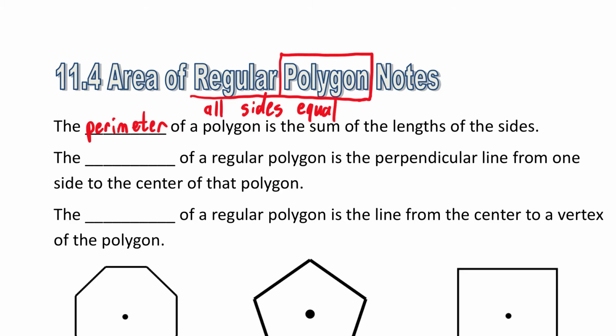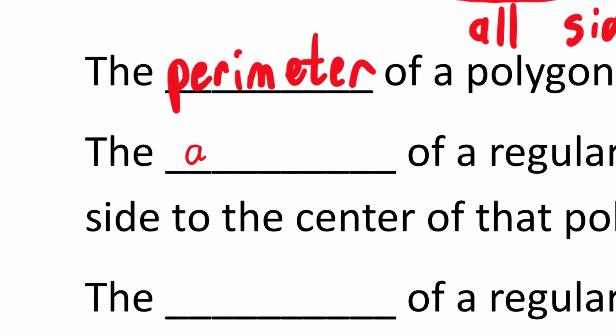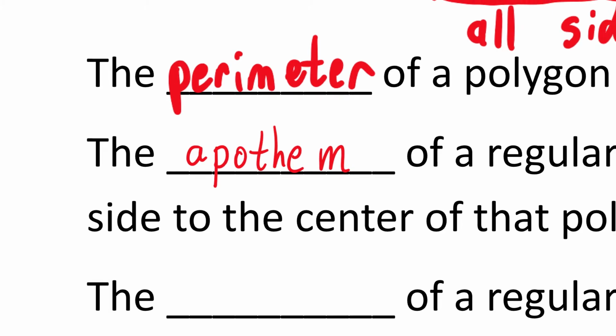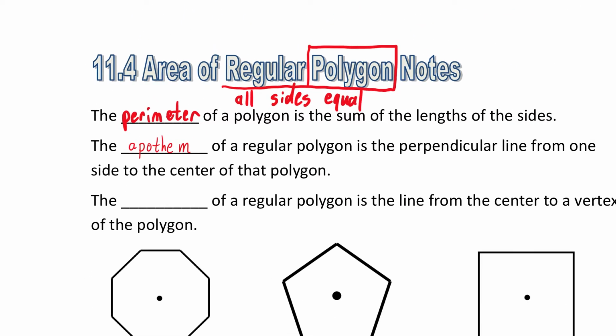Okay, this next one is the one that we're really going to be using today. The blank of a regular polygon is the perpendicular line from one side to the center of that polygon. This word I'm sure you've never heard before. It is called an apothem. I'll show you in just a second what I mean by this. So the apothem of a regular polygon is the perpendicular line from one side to the center.